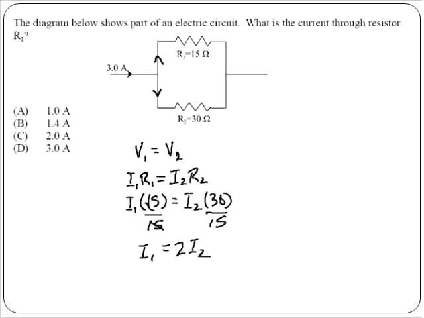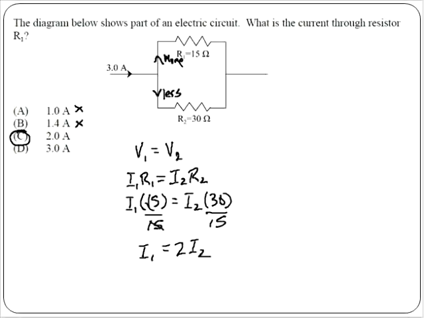Now, which one does more go through? Well, obviously, because I1 is twice as big as I2, more goes this way, less goes this way. So if more goes that way, it can't be that answer, because if only 1 amp went that way, less would have to go the other way, and then it wouldn't add up to 3. It can't be this, so it's got to be either C or D. It can't be D, because the 3 amps splits. So if the 3 amps splits up, we can't have 3 amps going through R1. So it's got to be this.